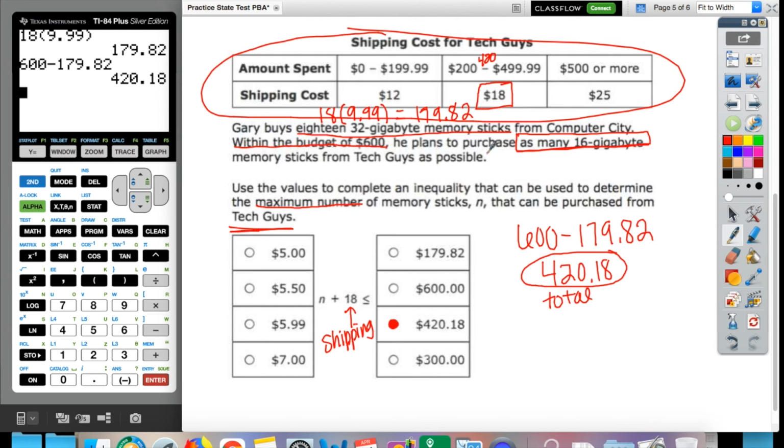So the problem you may get on the state test may not ask you for the slope. It may ask you for the shipping. So that's going to come from how much money you're spending at Tech Guys. So you have to figure out where it falls in the table.